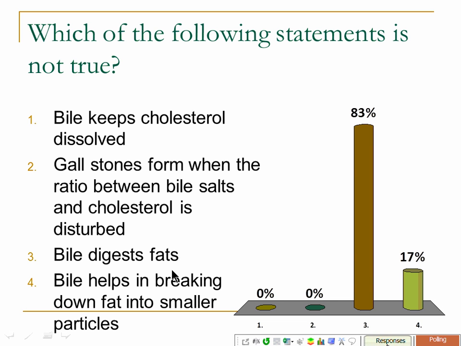Yes, this is wrong. Bile does not digest fats. Remember, it only helps in the digestion. It cannot digest; only an enzyme is capable of digesting. It only helps, it doesn't digest. It does break down fat into smaller particles. So this part is true.